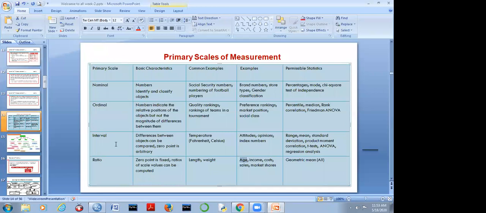22, 15, then it becomes ratio. You should understand this. Income: if it is not in slabs, it is a whole income, my income is 1 lakh, 10 lakh, so that is ratio. Cost of products, sales, total sales of a product for the month of May, month of April, market share, that is ratio.